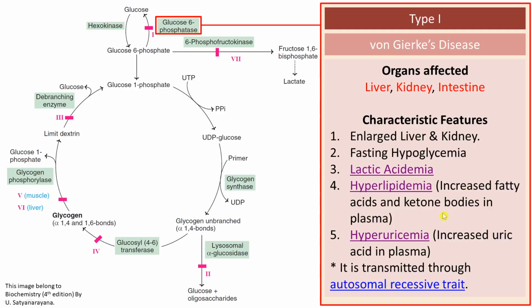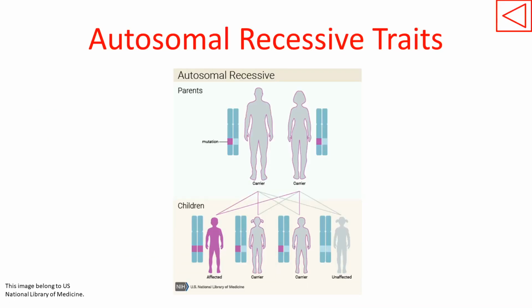The important thing about this von Gierke's disease is that it is transmitted through autosomal recessive trait. Now, what is this autosomal recessive trait? In the image given below, you will see that the parents are carrying two copies of genes. If we consider father over here, father is containing two copies of genes, of which the first one is a mutated gene and the second one is the normal gene.